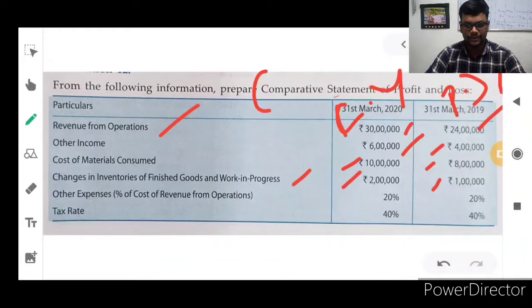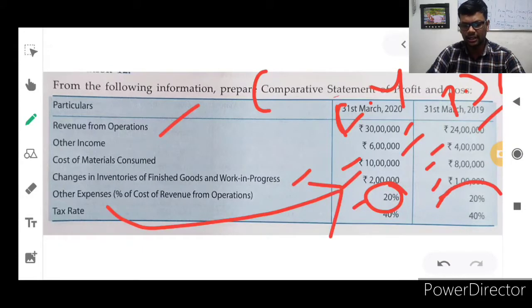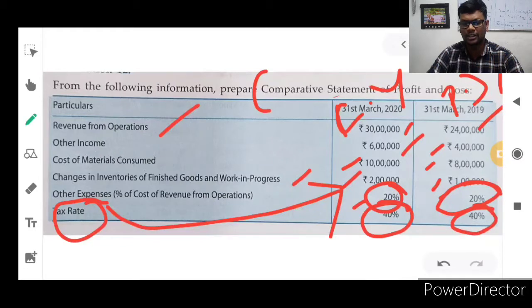Other expenses, percentage of cost of revenue from operation, is 20% and 20%. From cost of revenue from operation we are going to get 20% as other expenses. Some calculations are there, and 20% also we are going to calculate for the previous year on cost of revenue from operation. And tax rate 40% for the current year and previous year also 40%. Come, let's discuss this problem on the board.